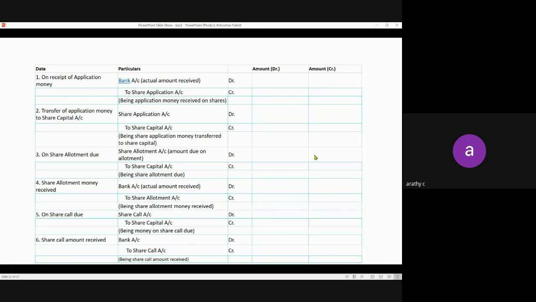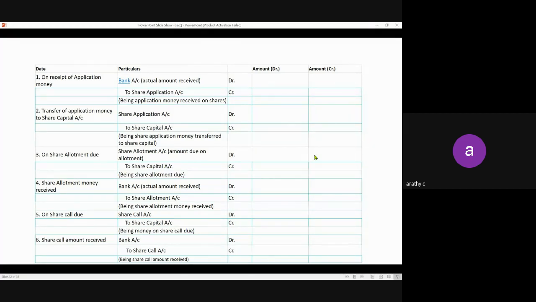The difference between the called up capital and paid up capital is called call-in arrears. So these are the main kinds of share capital.